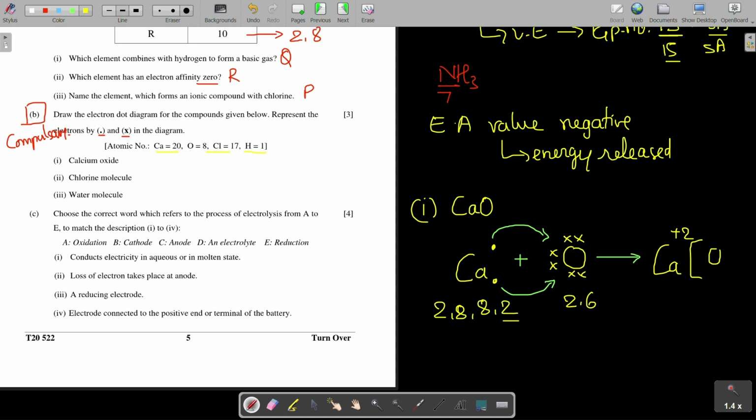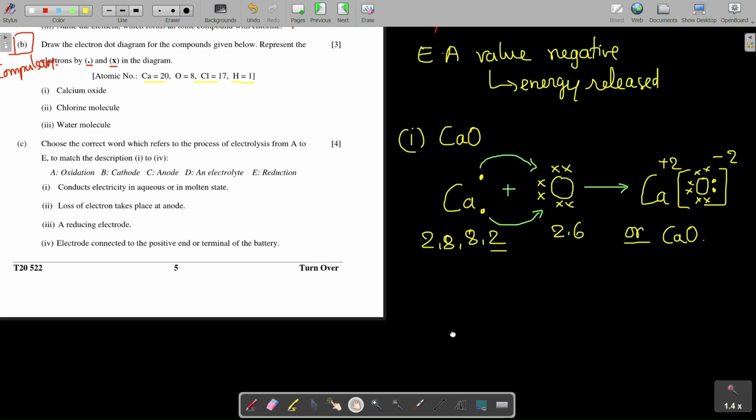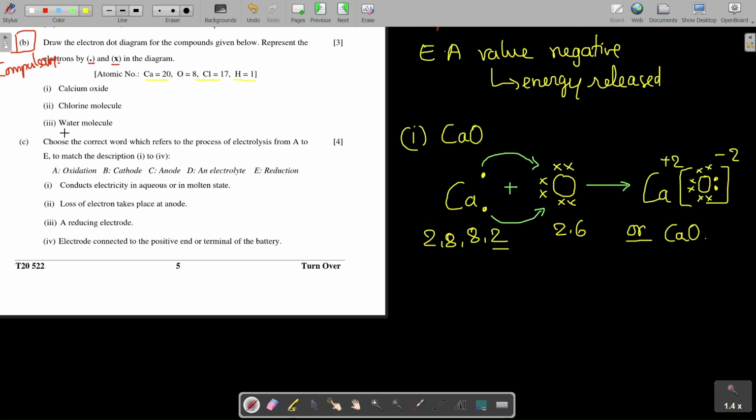So put it in a bracket. It already has 6 electrons, so put all the 6 crosses, and the 2 electrons from the calcium show as dots. Because it is gaining 2 electrons, it will have a -2 charge. But usually we don't show it like this; we just write CaO. This is the electron dot diagram for calcium oxide. Similarly, we can write it for chlorine as well as the water molecule.